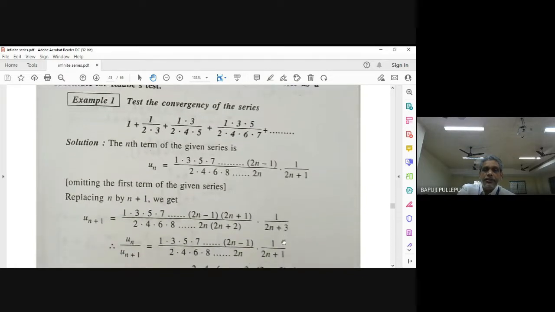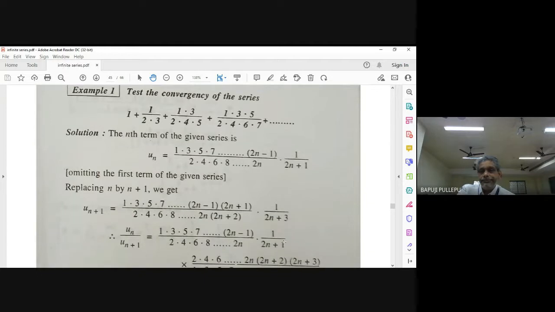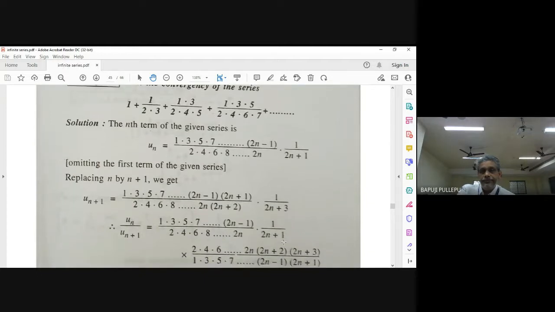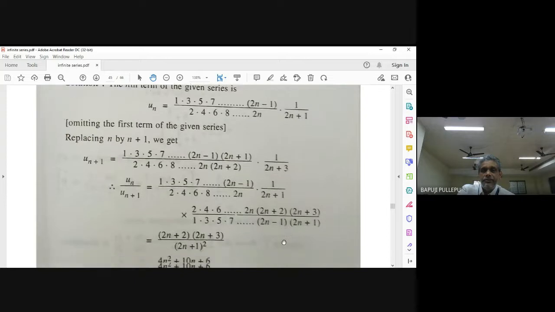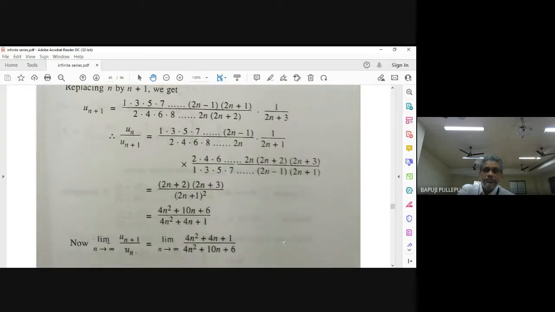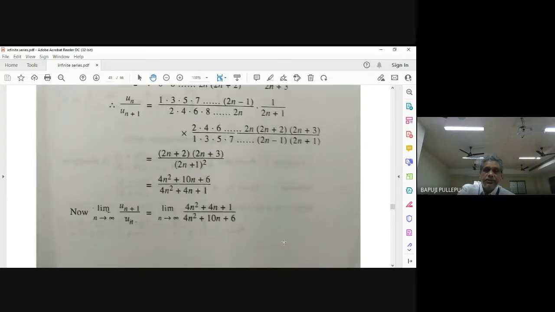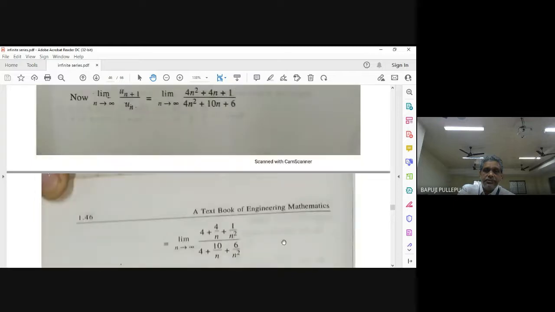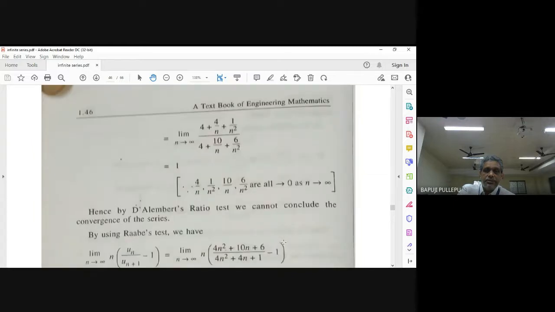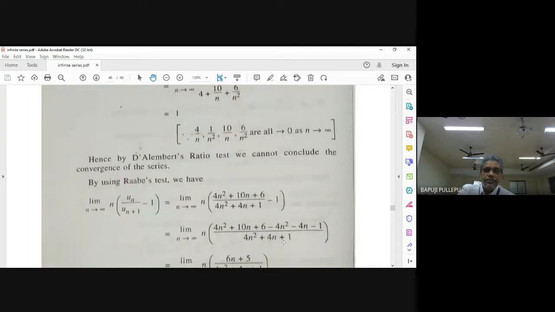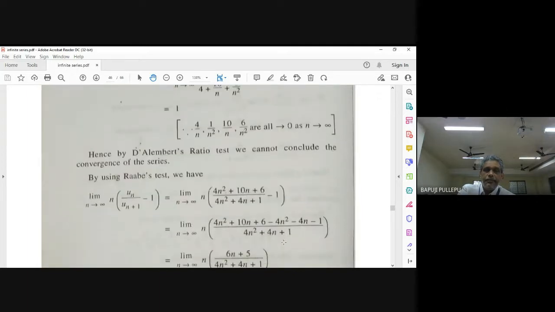And un plus 1 also can be prepared like this. Then divide. Then do the minus 1. This test is Raabe's test. The D'Alembert's ratio, calculate this using the limit, by Raabe's test. It is based on D'Alembert's ratio actually. Actually, Raabe's test you can go directly.